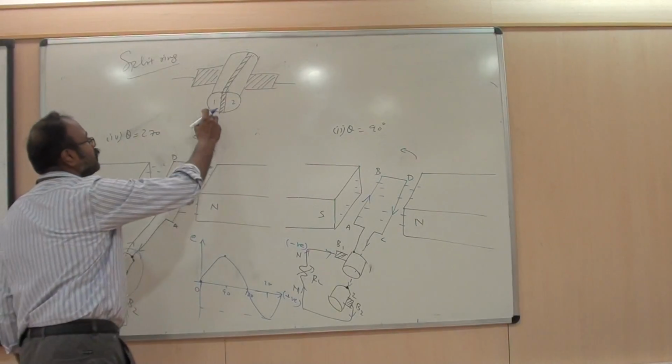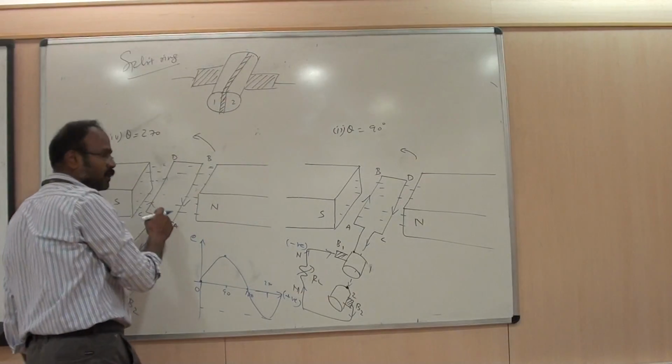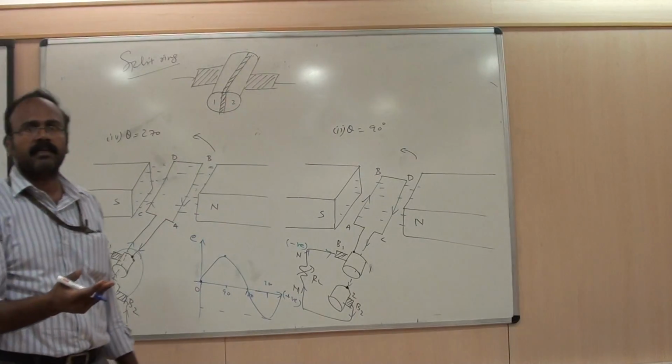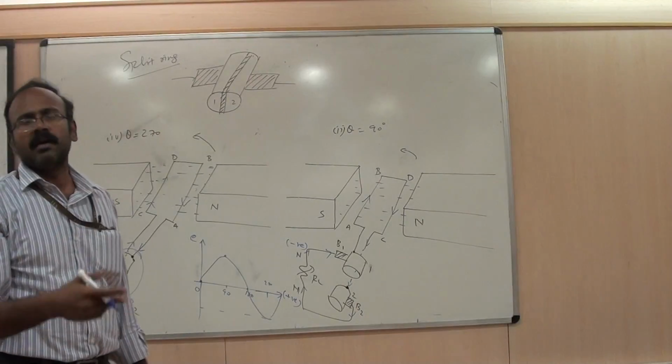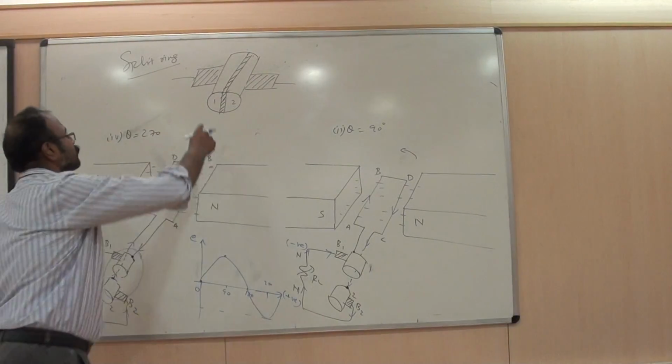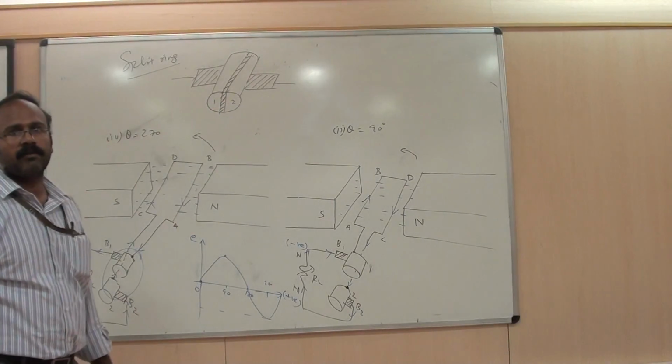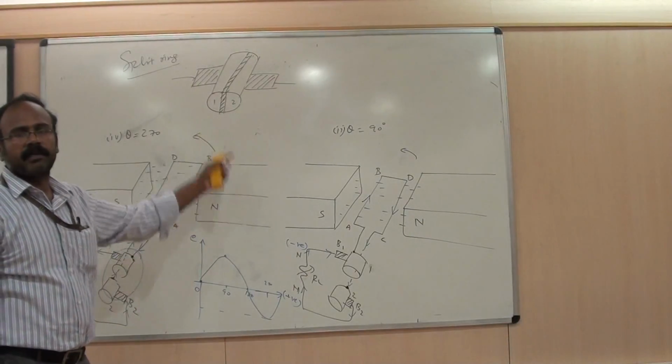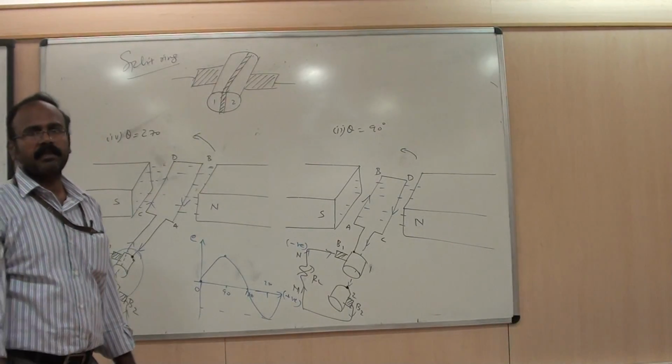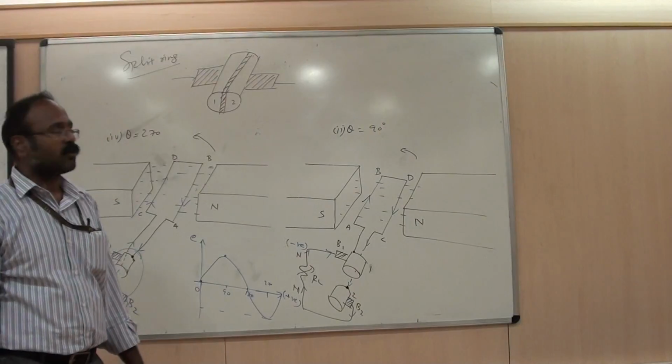But here there are only two segments, as there are two conductors. In the practical case, if you are using many conductors or many coils, then the number of segments in the split rings will also increase. Then it is commercially called a commutator. It is called a commutator.